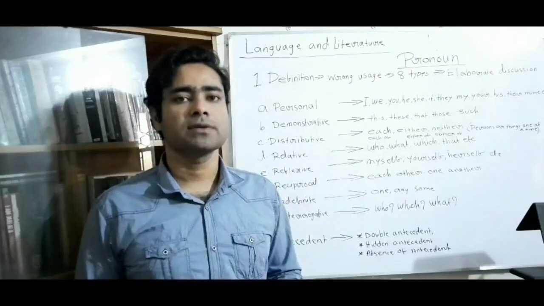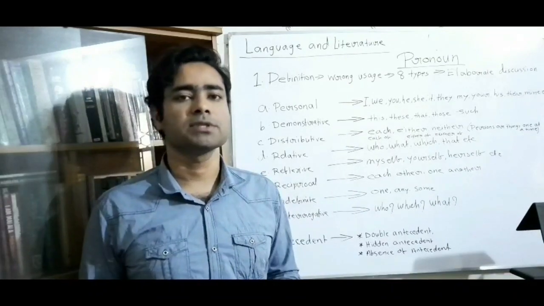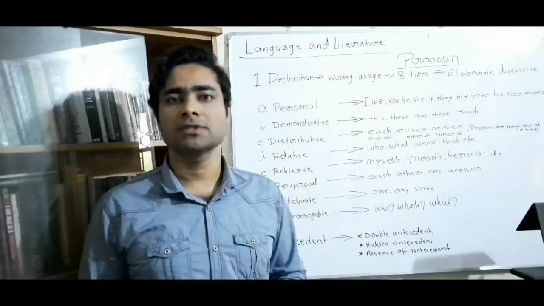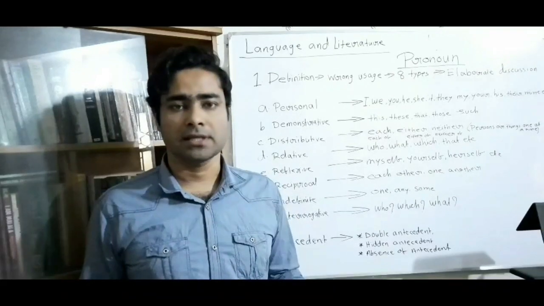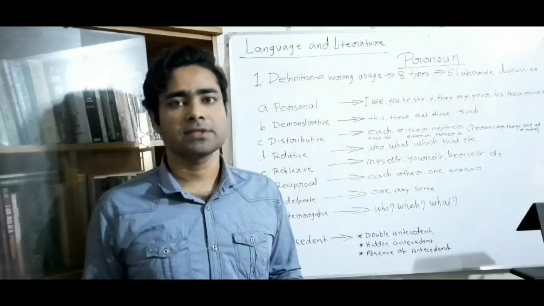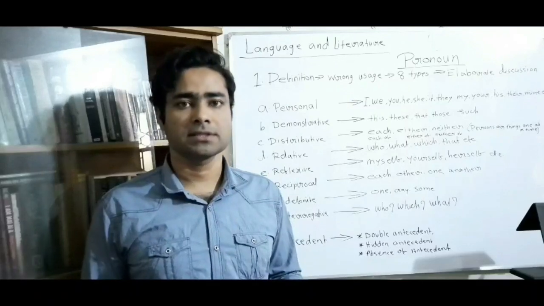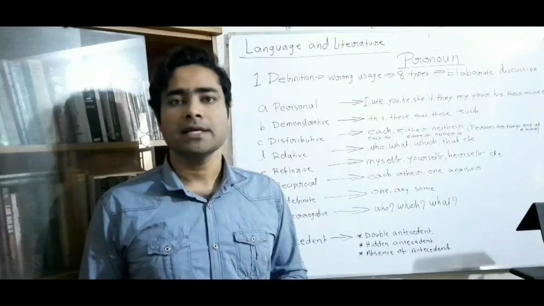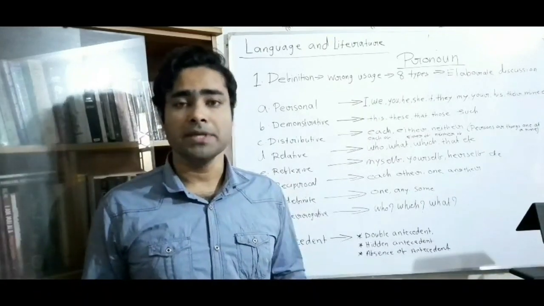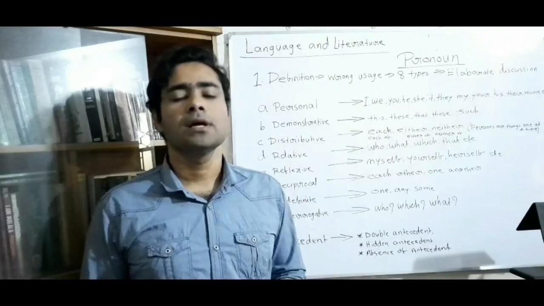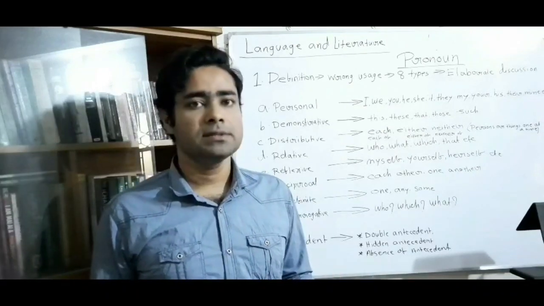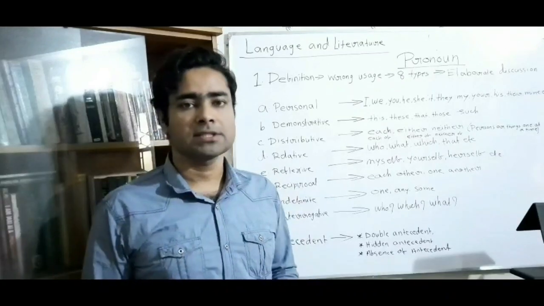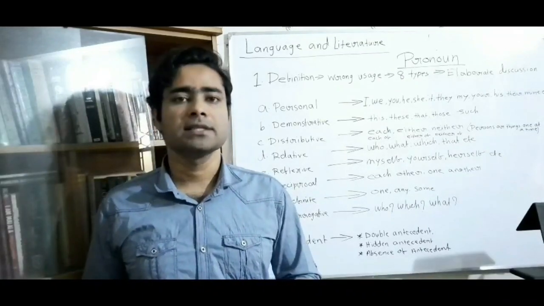On the basis of case, a pronoun again is of 3 types: nominative case, possessive case, and objective case. Nominative case refers to those pronouns which are used as subject in the sentence, and objective case refers to those pronouns which are used as objects in the sentences. For example, him, them, me. These are called objective case because they are used as objects in the sentence.